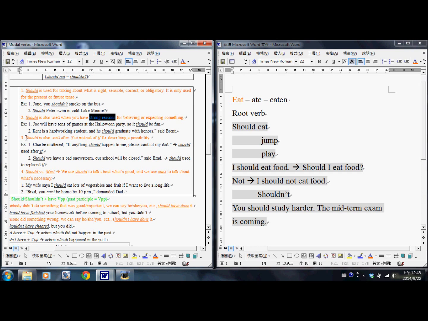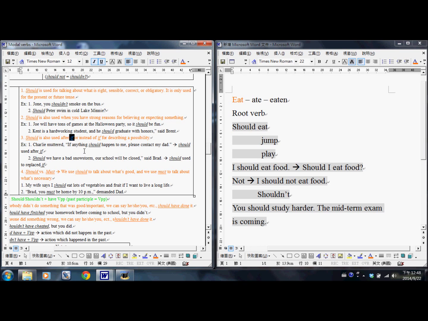Now, example number three: should is also used after if, or instead of if, for describing a possibility. So we can use should to replace the word if to describe a possibility. For example, look at example number one. Charlie muttered, 就是小声的说, "If anything should happen to me, please contact my dad." Should is used after if. So we can use should after if. If anything should happen to me, please contact my dad.